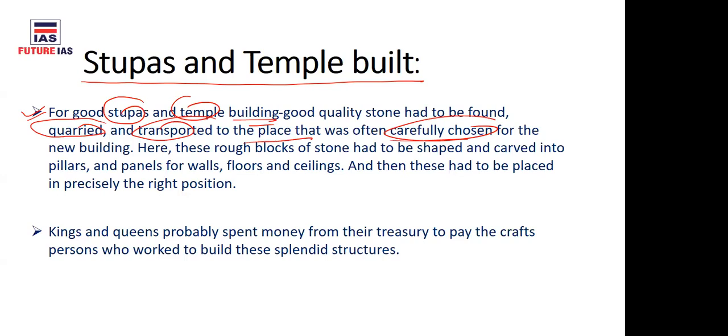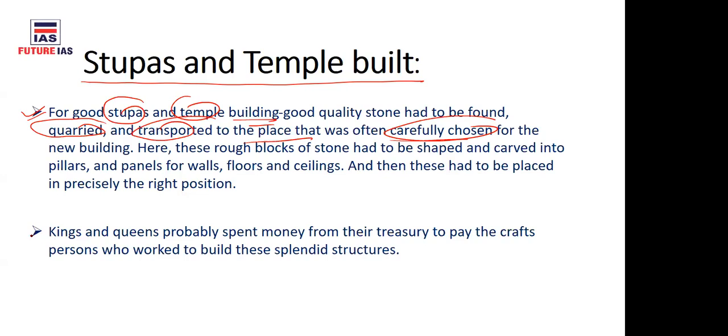Now generally the rough blocks of stone had to be shaped, right? If you want to make the sculpture of a god, you have to carve the pillars, panels for the walls, floors, and ceilings, etc. So that beautiful architecture, you can look into the temples, how beautifully they have been carved out in terms of the deity, the pillars, the panels of the walls, the floors, the ceilings. That required very high precision. Without precision you cannot carve.